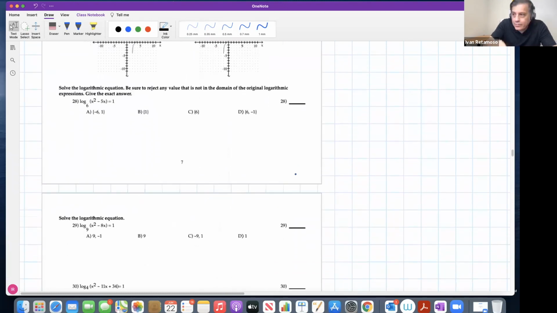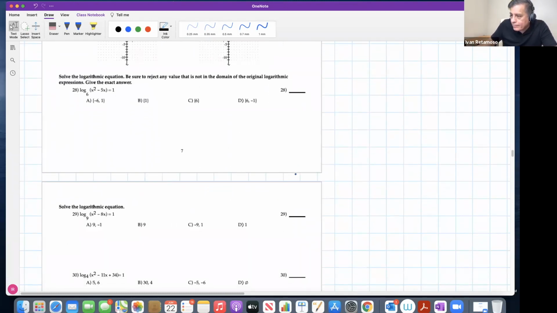Now, let me show you this example that will illustrate how we deal with these equations whenever we don't have two bases that are equal to each other. We cannot drop the logarithmic part. I will explain this to you. I will ask you to do 29. So suppose they ask you to solve this logarithmic equation: log base 6 of x squared minus 5x equals 1.